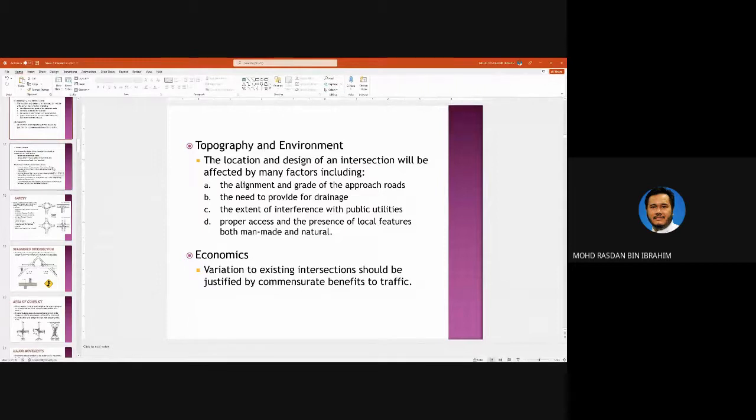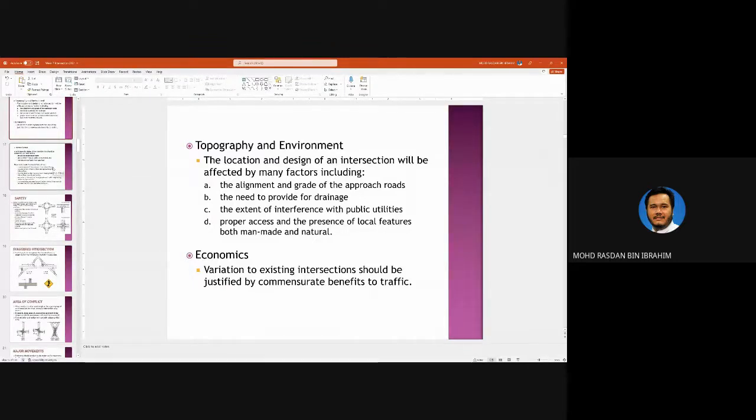Okay. So the need to provide for drainage. Again, you don't want rainwater ponding at your intersections. So you need to have very good drainage, and the gradient there must be good. And the extent of interference with public utilities. Okay, this you cannot avoid, especially when you are working in urban areas. If you are trying to upgrade any junction, definitely you need to do a proper upgrade.